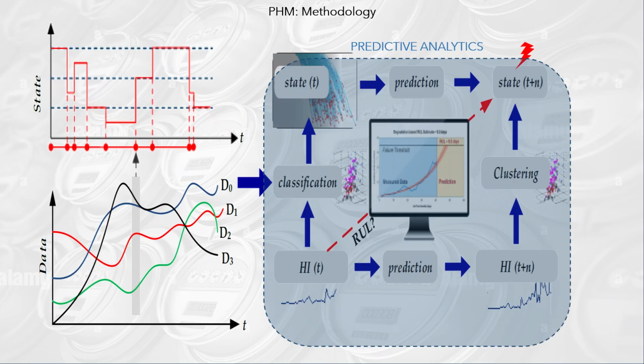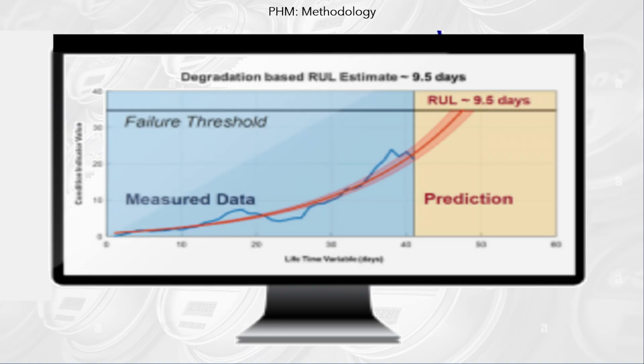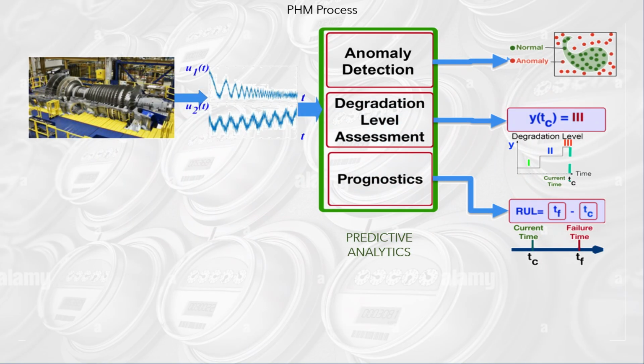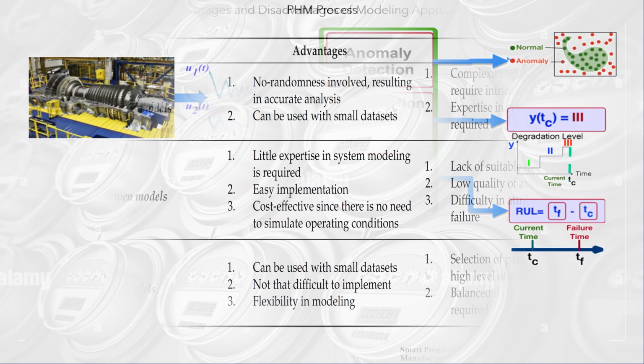The new figure presents the dynamic evolution, from T to T plus N, of the PHM process. A key part of the system is the human-machine interface. The PHM predictive process is composed of three stages: anomaly detection, evaluation of the level of degradation, and forecasts of the remaining useful life, RUL. The RUL is defined as the difference between the current moment and the time until the next failure.